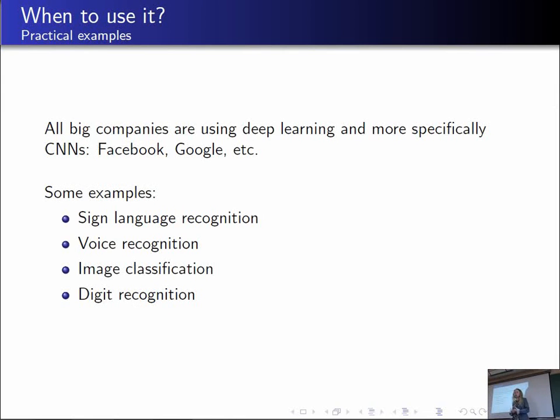When should we use that kind of network? A lot of companies like Google and Facebook are using deep architectures and convolutional neural networks. It can be applied to a lot of different fields. As I told you, when you have spatial information, you can use it, like voice recognition, sign language, image classification, digit recognition, because you can have temporal. Temporal is spatial. If you have time series, it's like spatial as well. So you can really apply it to a lot of different fields.